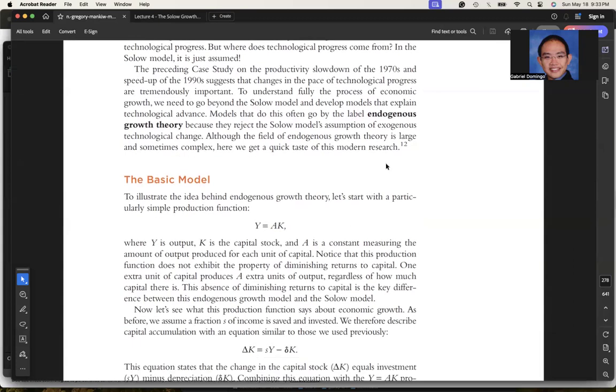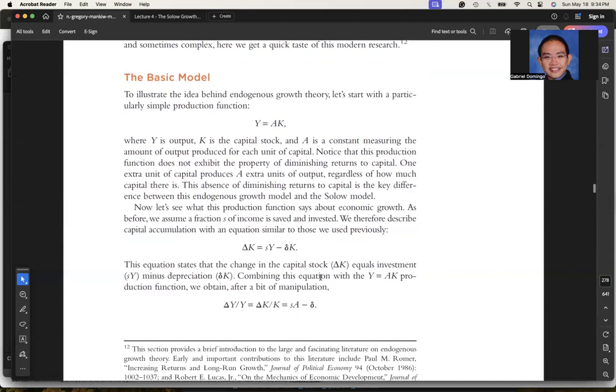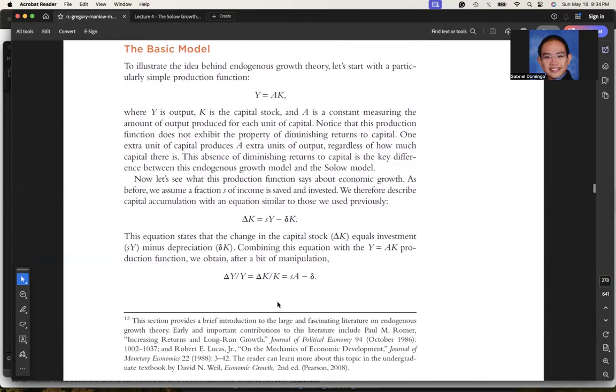Now, this endogenous growth theory is built around the notion that the returns to capital should not be diminishing. Recall that in the Solow model, F as a function of small k is increasing, but it's increasing at a decreasing rate, so that there's a diminishing marginal product of capital. The basic idea for endogenous growth theory is simply that this delta K, S of Y minus delta K, is just going to be equal to S of A minus delta.